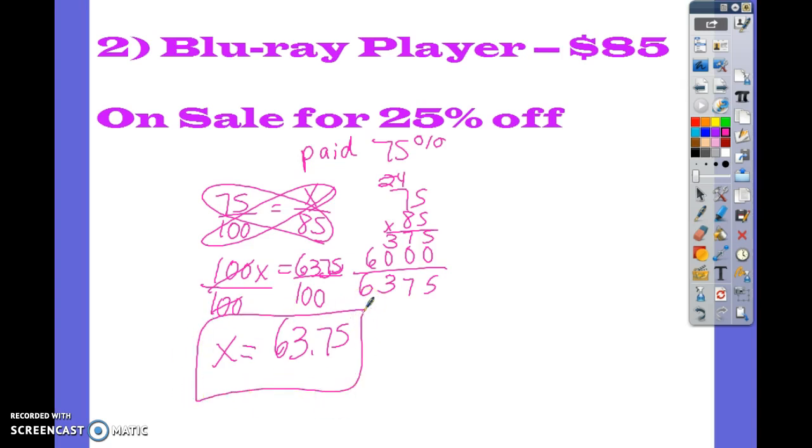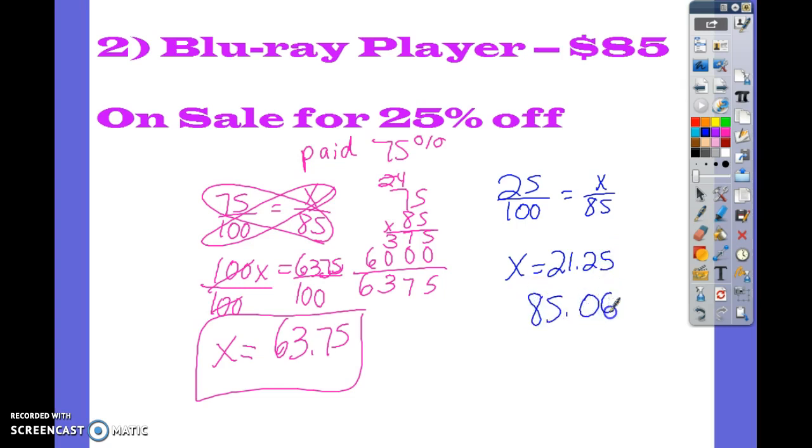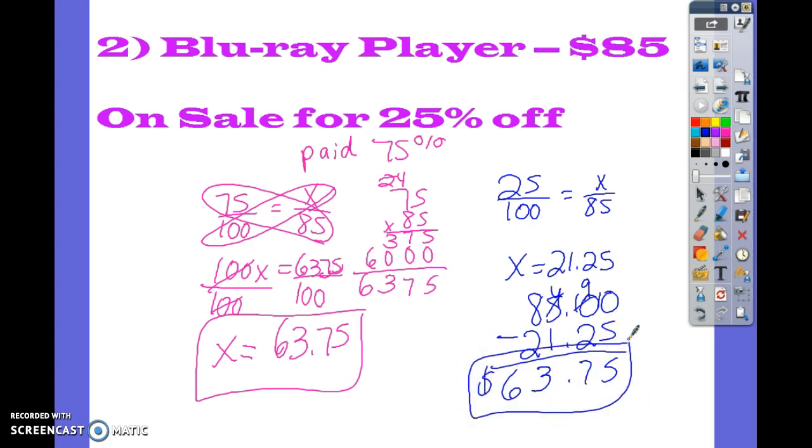Now I could have found out that 25% of 85, and when I solve that, I would get X equals $21.25. Then I would take the price of the Blu-ray player, which is $85, and subtract the $21.25, and I would get $63.75. So it does not change my answer. It's just a matter of which way you would like to solve the problem.